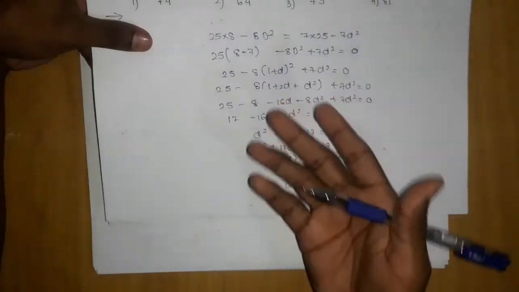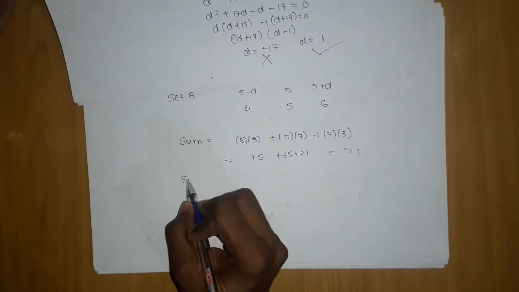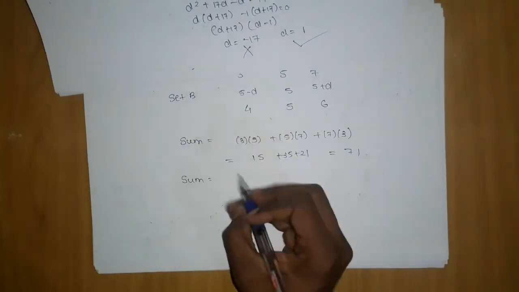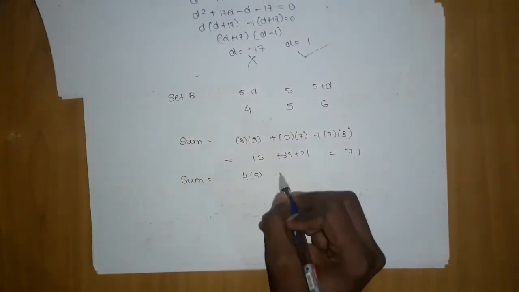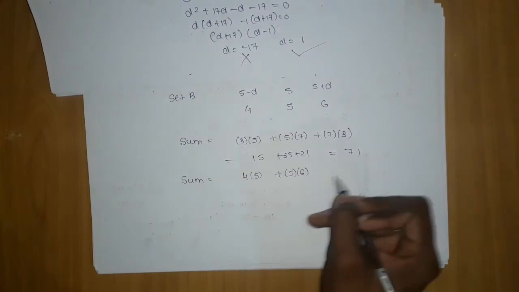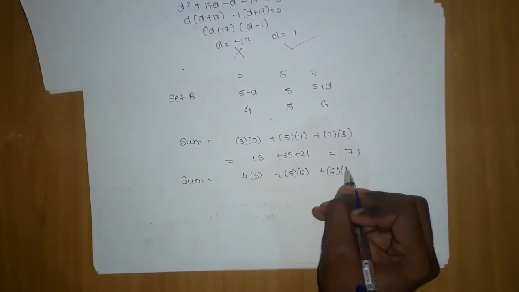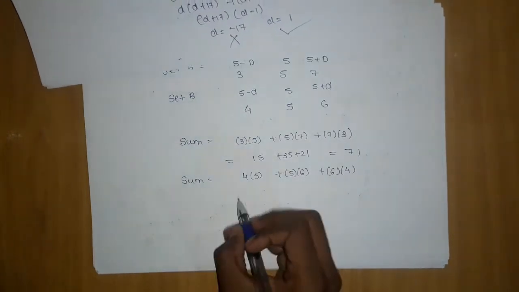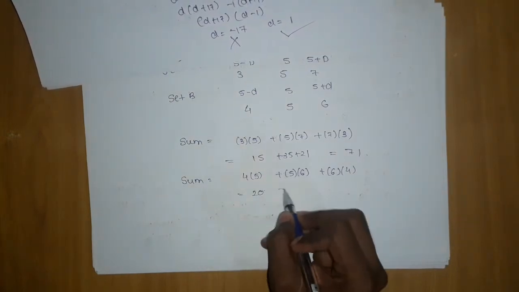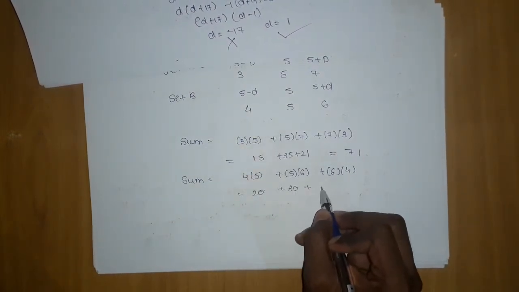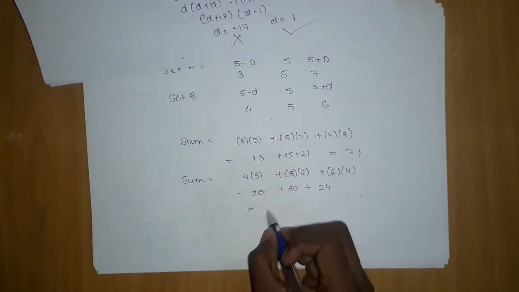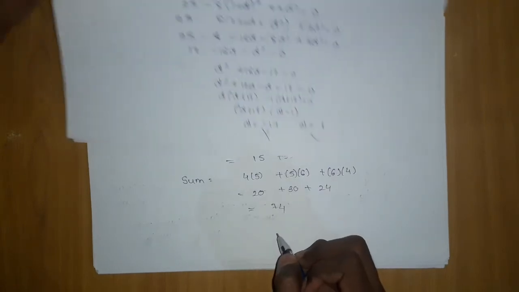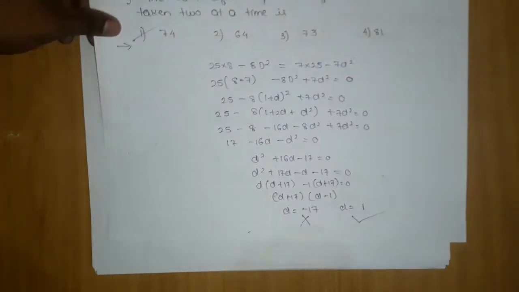The second one: sum of the product of numbers in set B. Same question, so we consider this set: 4 into 5, 5 into 6, 6 into 4. That is 20, 30, 24, which gives me finally 74. So 74 is the answer.